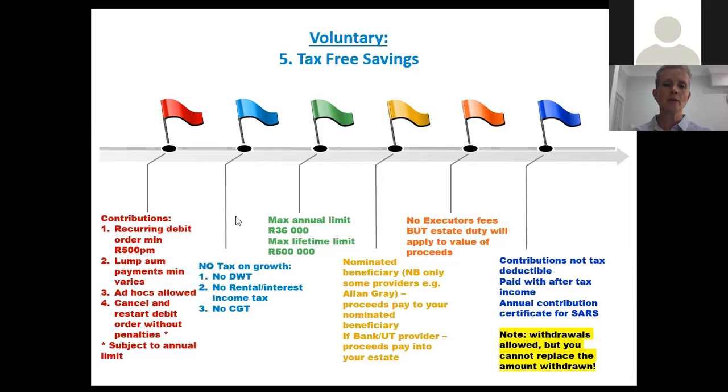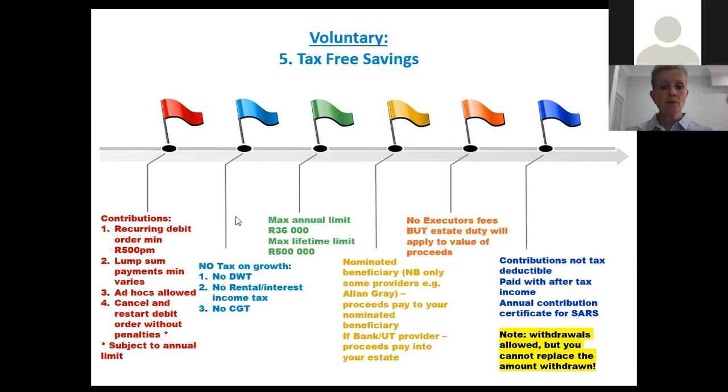So then you're not ending up with 3 or 4 different tax-free savings, which is complicated. And then you also run the risk that potentially you could go over the 36,000, which we don't want to do. There would be no executor's fees, but estate duty would apply, obviously, to the value of the proceeds, again, unless there's a fortune deduction to your spouse.